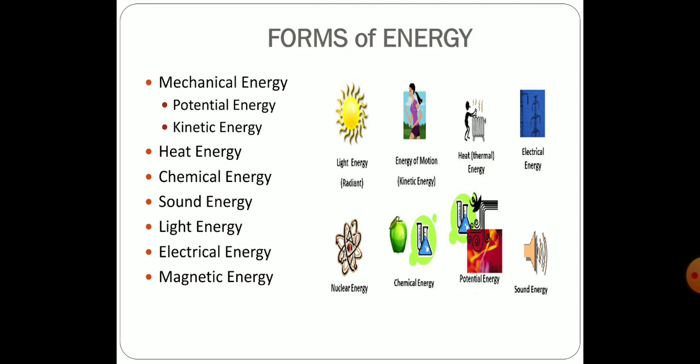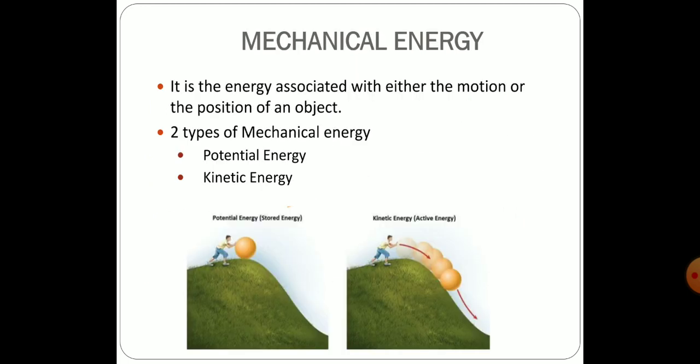Chemical energy, when 2 or 3 chemicals combine together, we get energy. Potential energy, the potential of the objects by its virtue. As we will see one by one. And the sound energy, because of the sound. Okay, energy produced from the sound. So these are the forms of energy. First one is the mechanical, second one is the heat, third one is the chemical, fourth one sound, fifth one light, sixth one electrical, and the seventh one is magnetic energy. We'll see one by one.